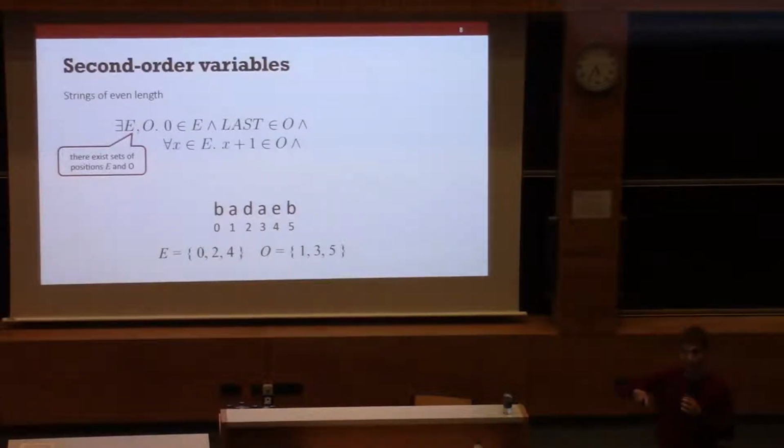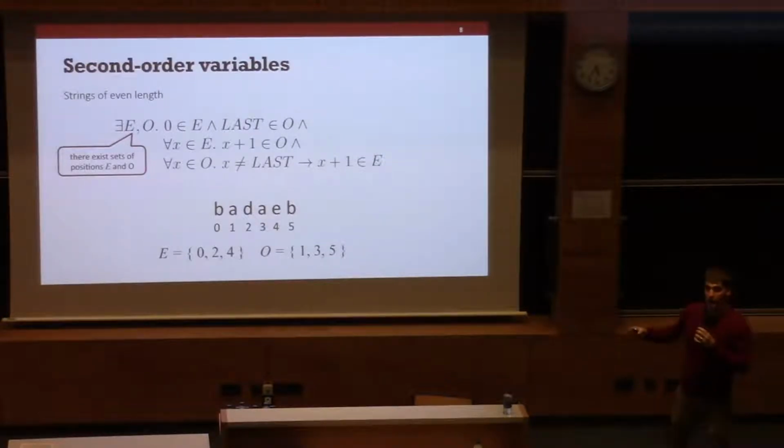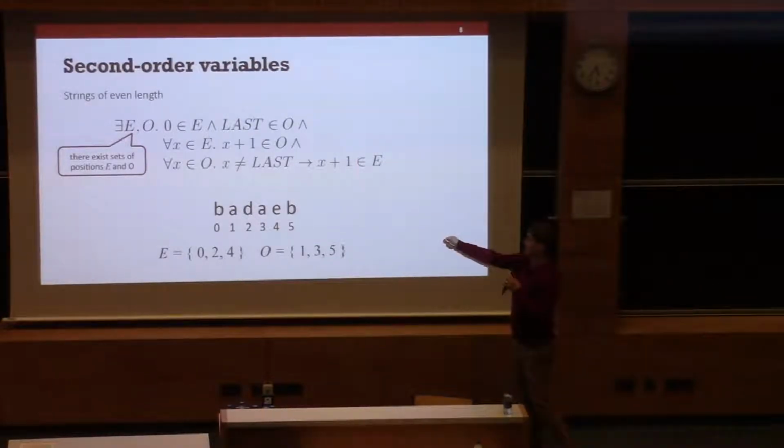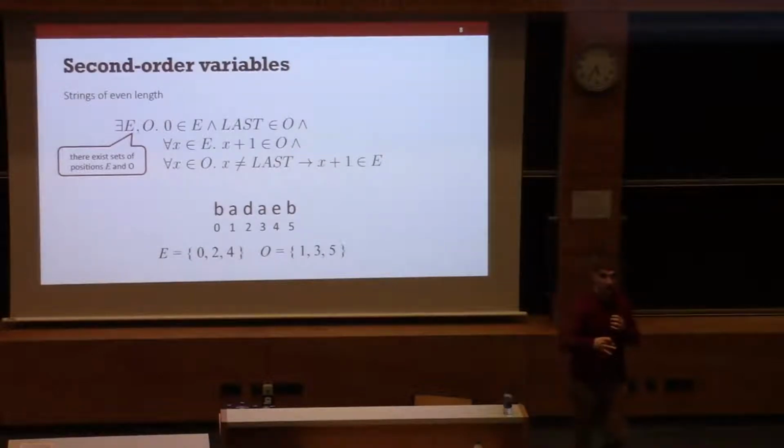For every position in E, the next position is in O. So we are enforcing the first part of the alternation. And for every position in O that is not the last position, the next position is in E. And here we see another ingredient of the monadic second order logic, which is the successor operation. So we can reason about the next event, the next symbol.